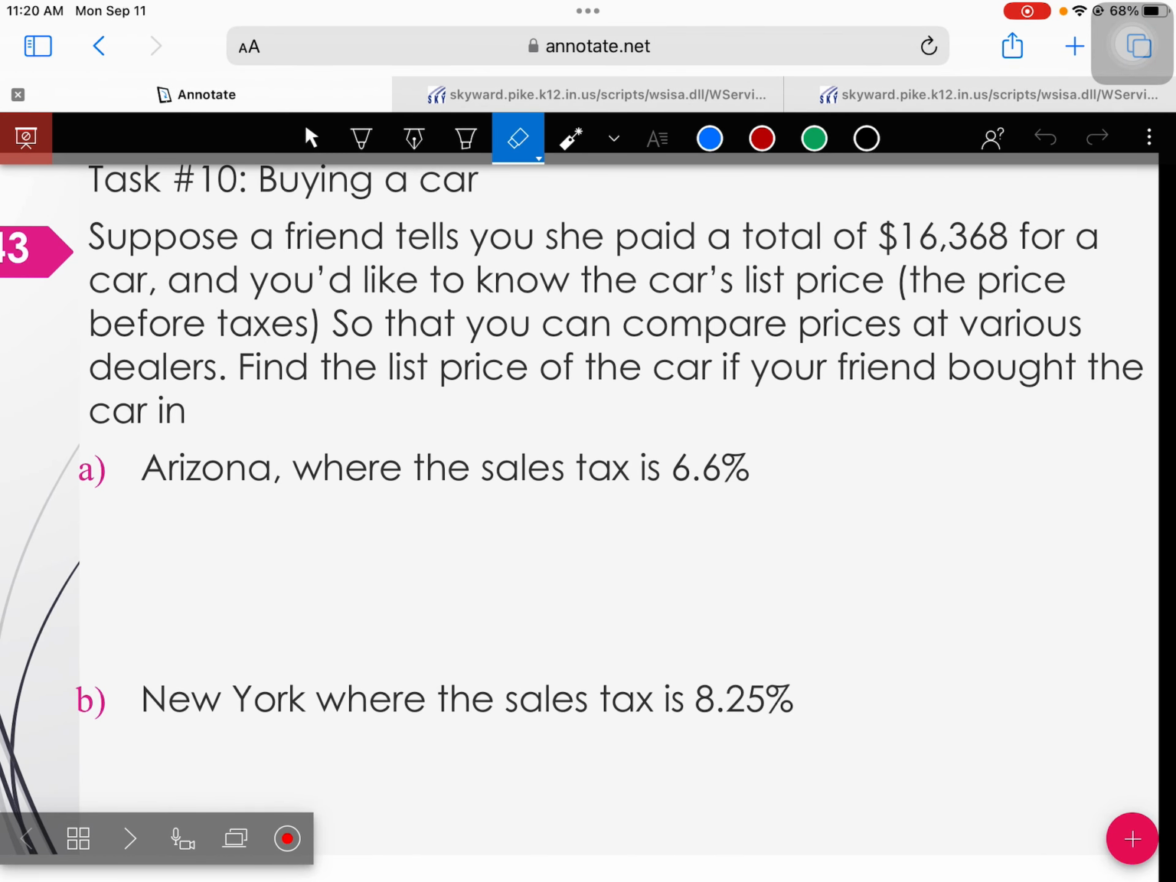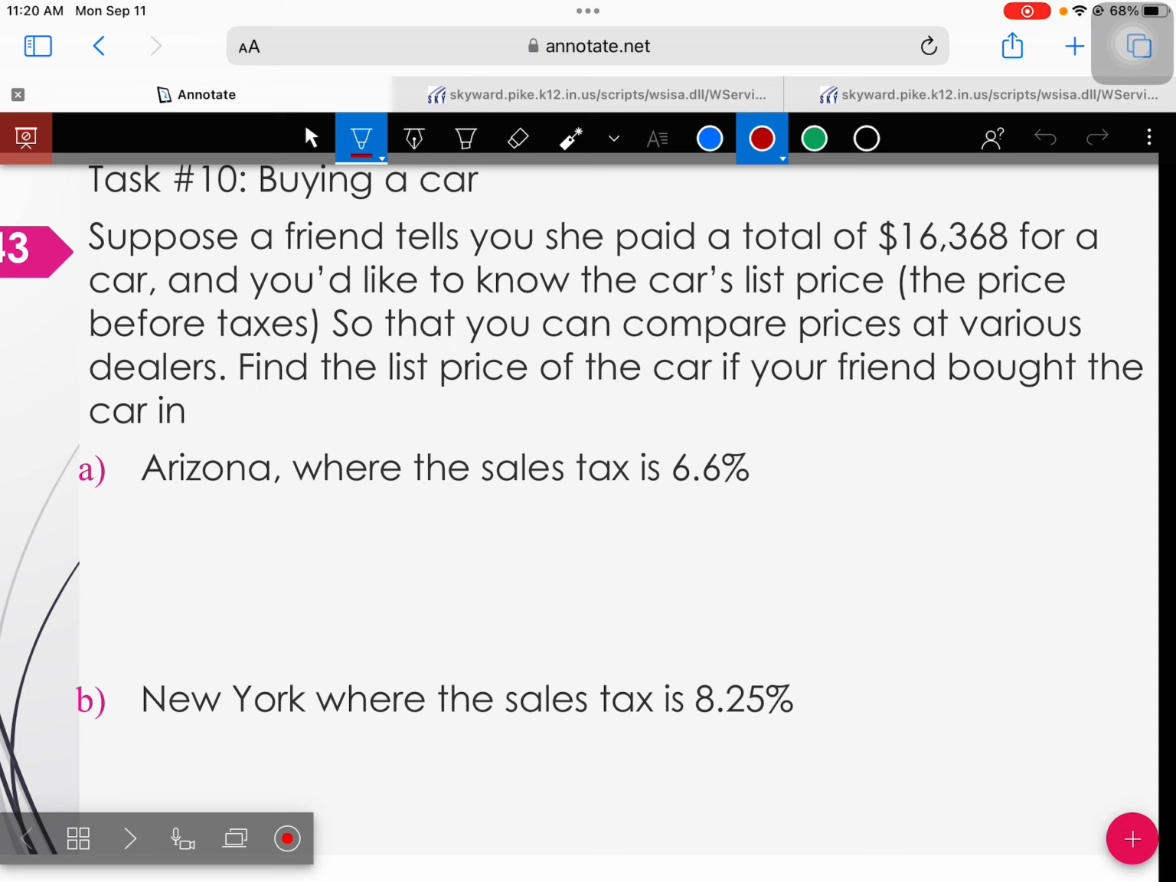We're buying a car. We know the total price, the end all price. Right, Daniel? What are you smiling about? The total is $16,368. We want to know its list price. We know we also have to pay sales tax.